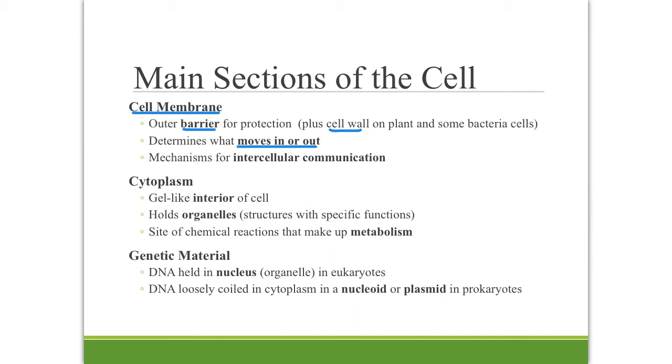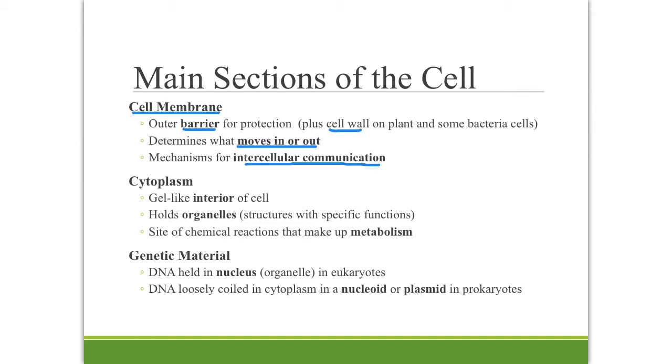And there's a variety of ways that things transfer across the cell membrane that we're going to look at in a little bit. And the cell membrane also has various mechanisms for communication from one cell to another. This is very important in a multicellular organism, but also single-cell organisms might need to communicate with other cells out in the environment, and so the cell membrane is where that's going to happen.